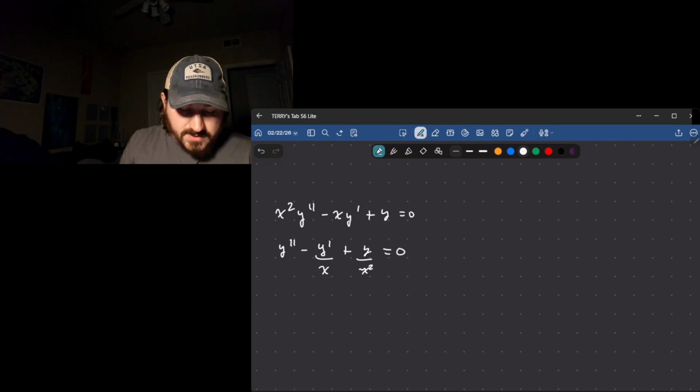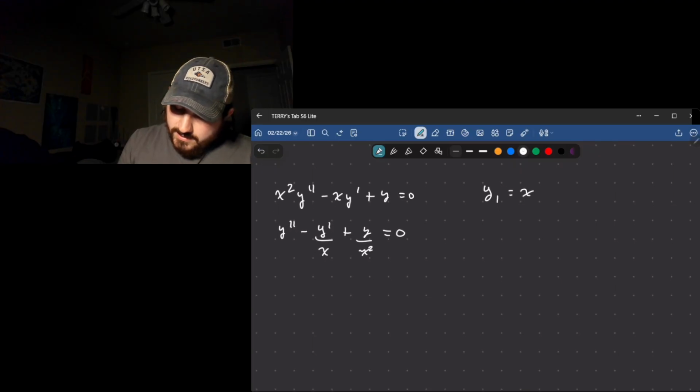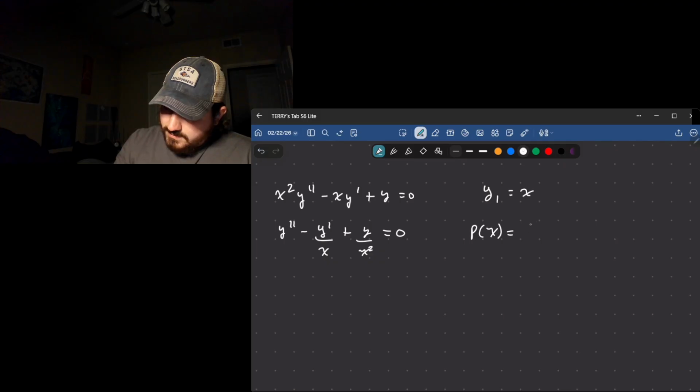Now the y over x squared is not a big deal. We're not worried about that, okay? The other thing we were given when we started this problem was that y1 was equal to x, okay? And so now we can see pretty clearly our p of x, this isn't given, but we can see what it is. It's negative 1 over x. So I have negative 1 over x, okay? So now what we're going to do is take our negative integral of that, right? And so negative negative cancels, integral of 1 over x is equal to natural log of x.